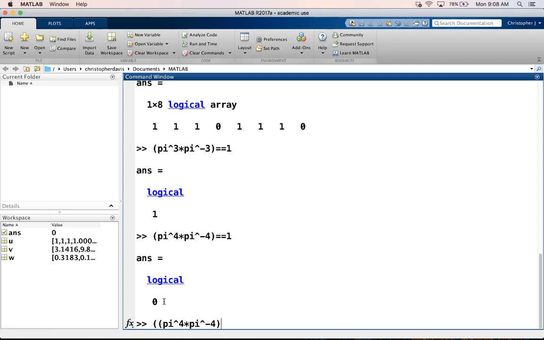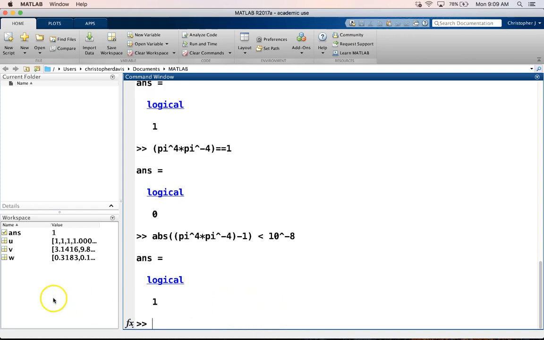Okay, let's look at that. Let's subtract 1. And maybe I want to ask, is that small? So a good way to ask, is that small? I can take the absolute value of this number and ask, is that less than 10 to the negative 8th? So what's 10 to the negative 8th? It's like 0.000 with 7 total zeros, then a 1. So it's asking, is this number here, pi to the 4th times pi to the negative 4th, is that really close to 1? Okay, and here I get true.